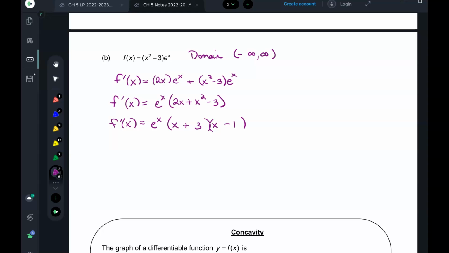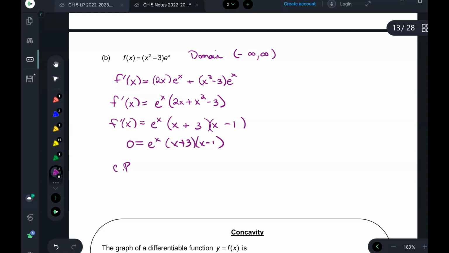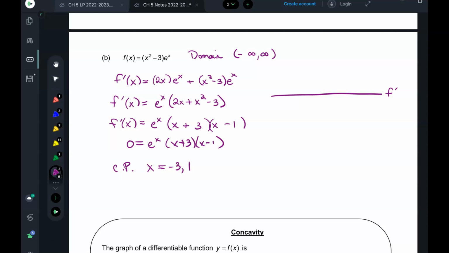What are our critical points? Negative 3 and 1. e to the x will never be equal to 0, so we're going to exclude that one. Setting it equal to 0, our critical points are negative 3 and 1. Good? Okay. I'm going to make a number line, leaving some space above. Make sure to label it f prime so we remember that's what we're plugging into. We have negative infinity, positive infinity, and negative 3 and 1.